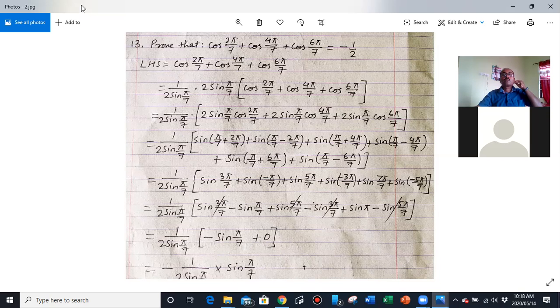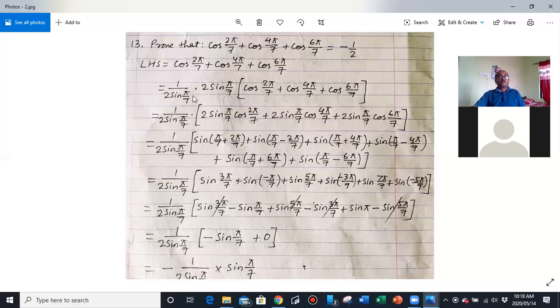So here there is only a simple trick. 1 by 2 sin pi by 7. This you have to multiply. To adjust, you have to write 2 sin pi by 7. Simple. Mind it, this bracket contains the LHS. So this is extra, 2 sin pi by 7 upon 2 sin pi by 7. So this will keep outside and this will insert inside.